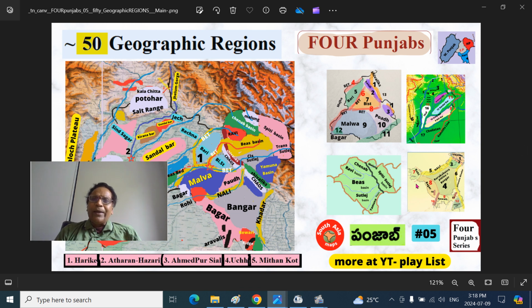We are continuing part 5 of the four Punjabs series. In part 5, we will be looking at the 50 geographic regions of fascinating Punjab. Geographic regions, we are talking about physiographic regions, not political administrative units. This will be a little bit longer presentation, but if you hold on, you will get a very different, deeper, broader perspective of the fascinating Punjab region of South Asia.